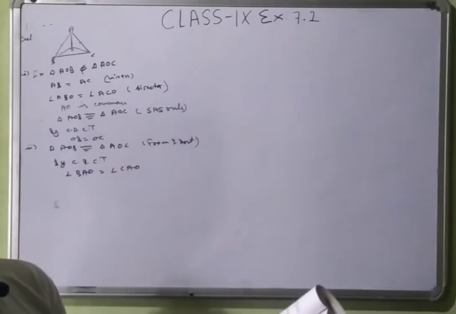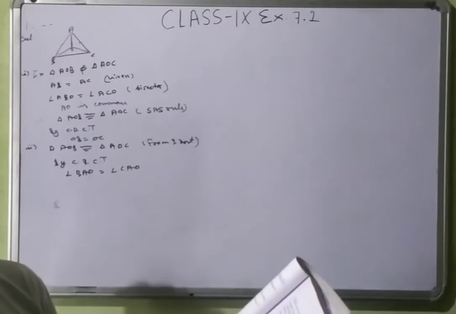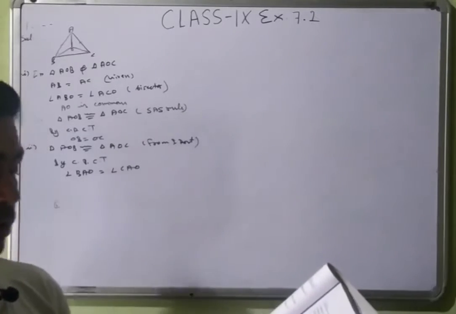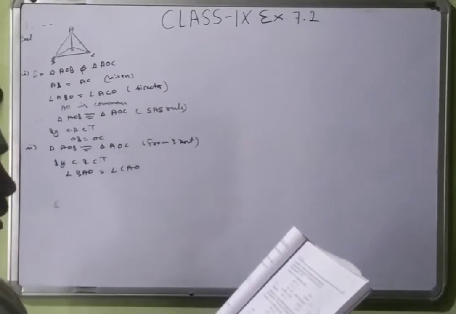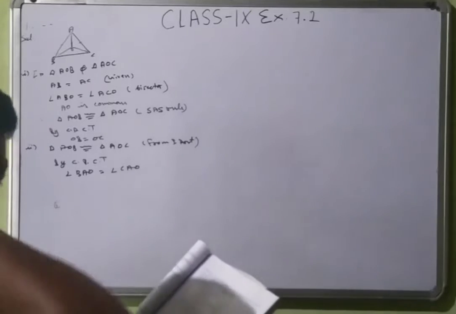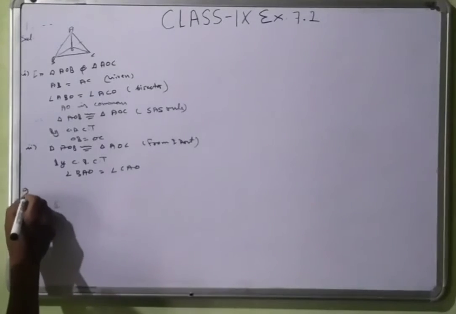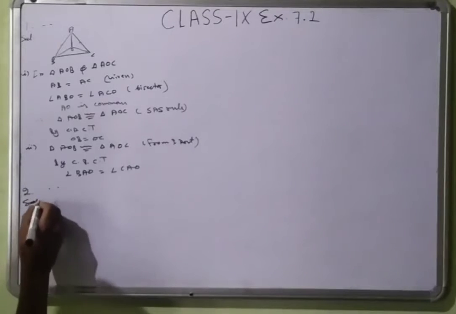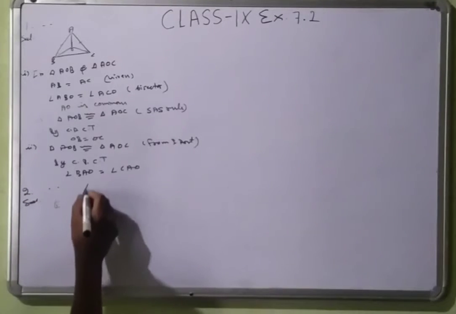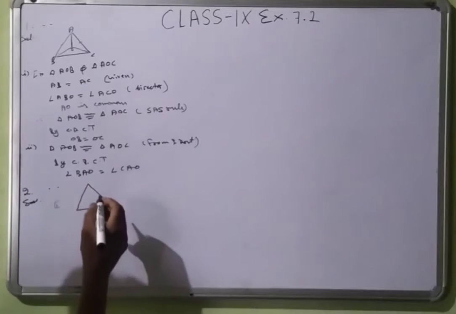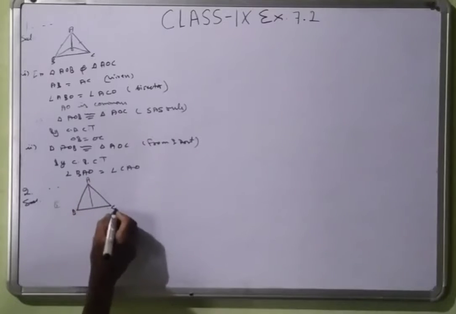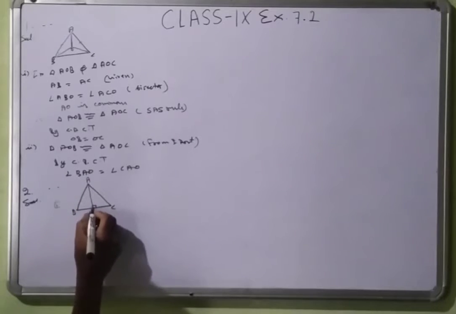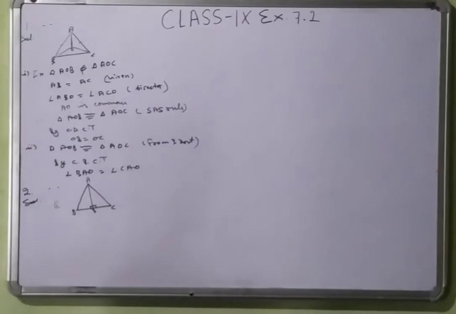Question number 2. In triangle ABC, AD is a perpendicular bisector of BC. See figure 7.3. Show that triangle ABC is an isosceles triangle in which AB is equal to AC. So the diagram is already given here. No problem. Solution. See the diagram. ABC, that is the perpendicular D. Perpendicular means this is the 90-degree angle.